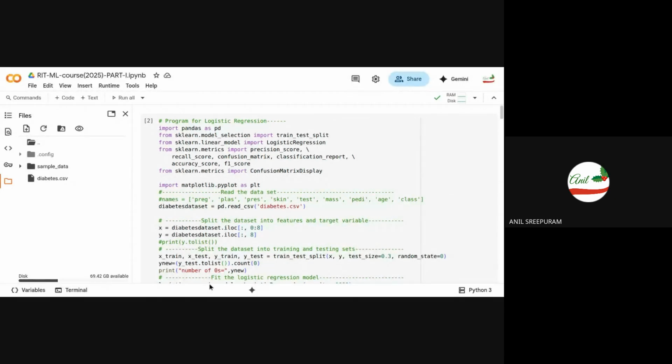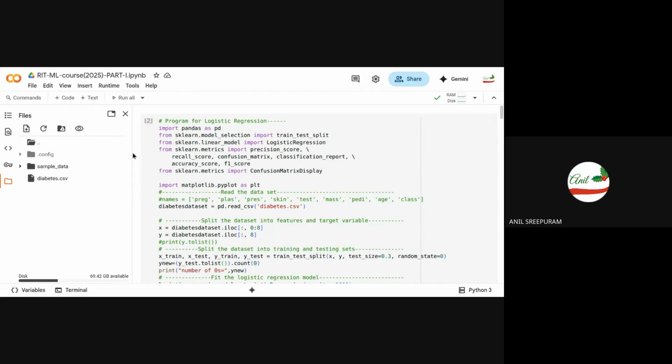So the features are pregnant, then some pressure value, skin test, mass, age, class, so many features are given, and actually there are 8 features. I don't know whether all these features are actually contributing to the categorization of whether a person is diabetic or not, because I don't have any medical knowledge. Anyway, we are using these features for this logistic regression.